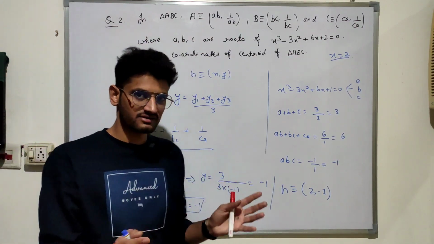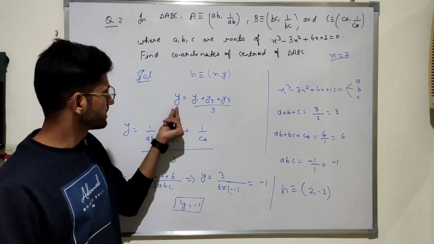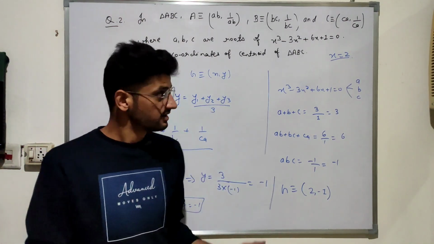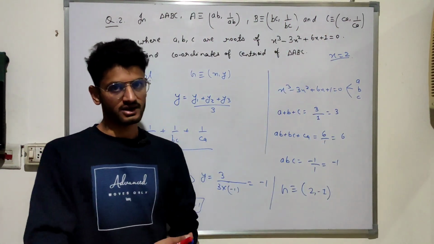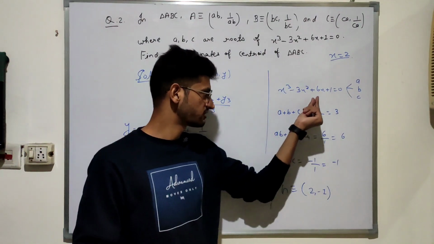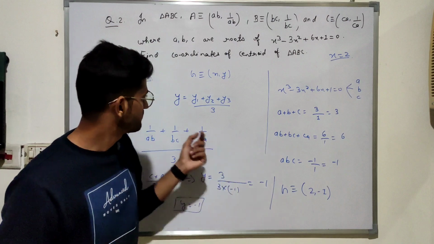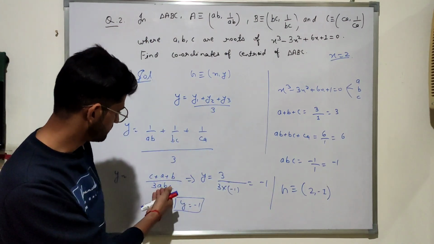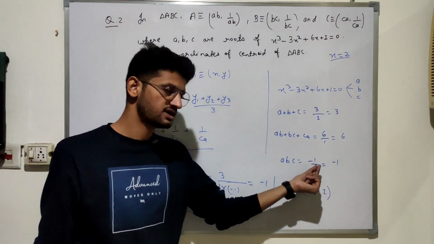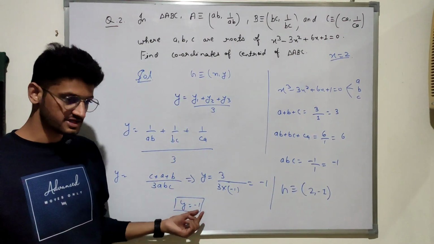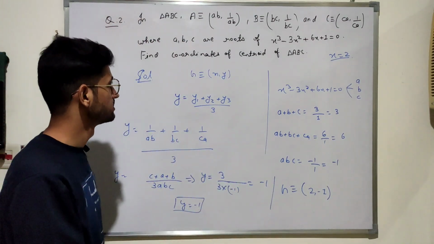We have done nothing extra. We have done whatever we have learned till now. We have written the x coordinate as x1 plus x2 plus x3 upon 3, and here x1, x2, x3 are AB, BC, CA respectively. We have written those things divided by 3, and from the roots of the cubic equation we have known the value of A plus B plus C and AB plus BC plus CA. Similarly, we have done it for y also. We have simplified it, we got this, and we substituted the value of A plus B plus C as well as the value of ABC, and finally we got the y coordinate as minus 1 for the centroid of triangle ABC. It was one of the good problems.